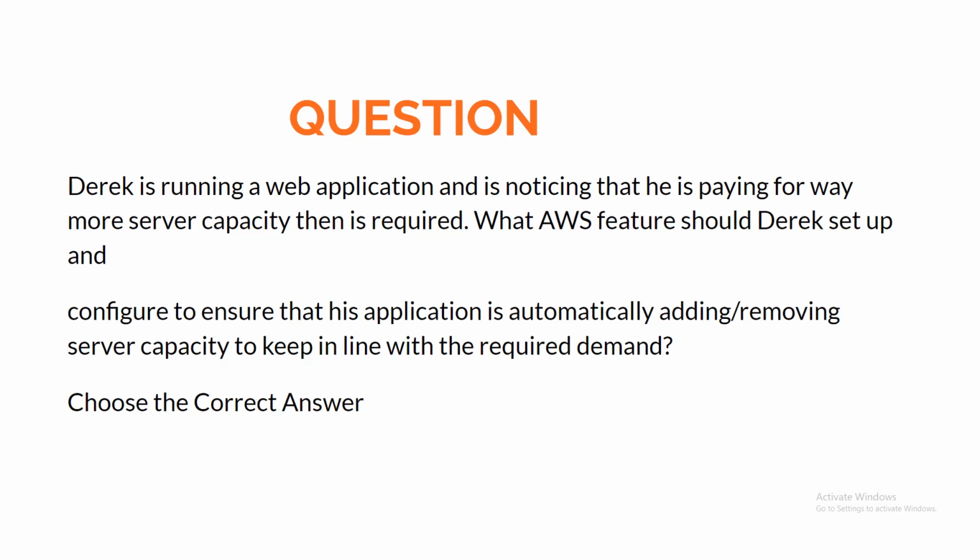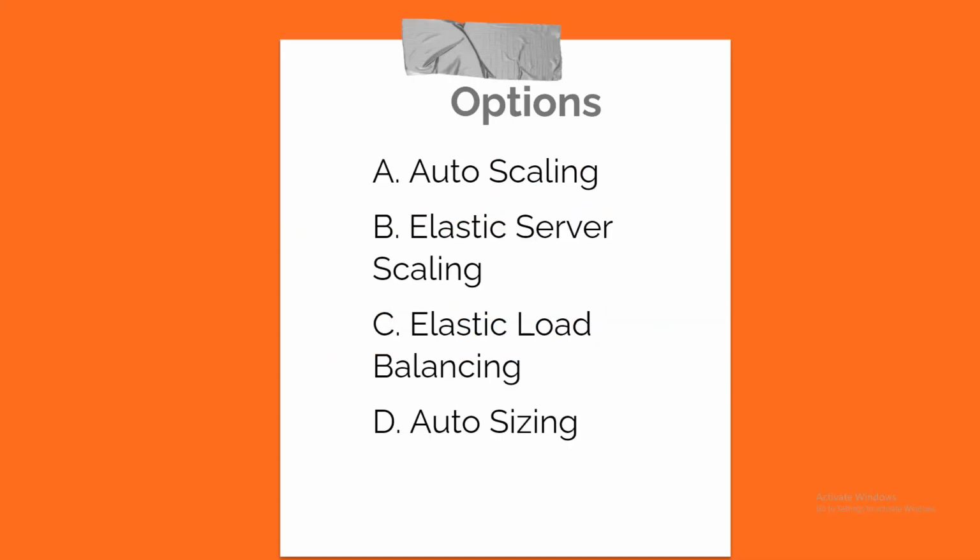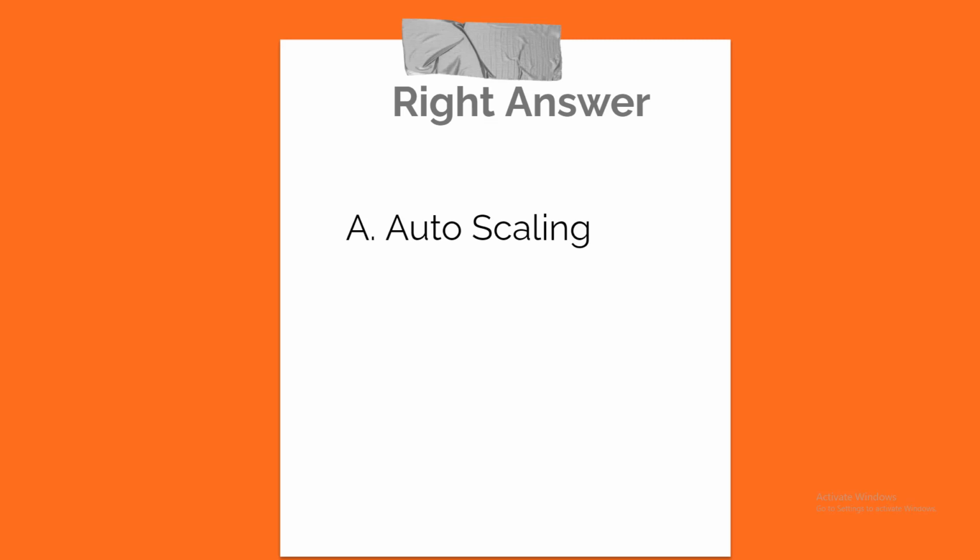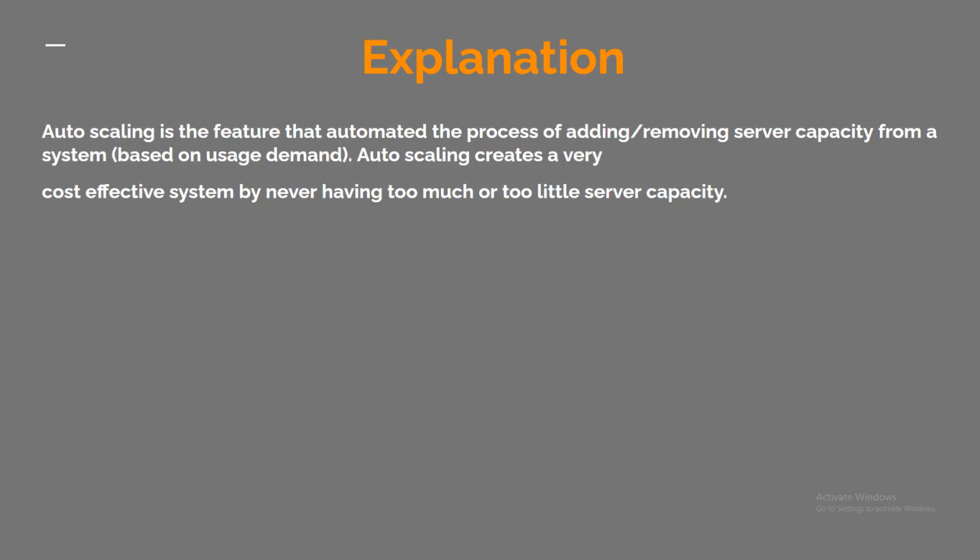Choose the correct answer. A. Auto-scaling. B. Elastic server scaling. C. Elastic load balancing. D. Auto-sizing. Answer. A. Auto-scaling. Explanation. Auto-scaling is the feature that automates the process of adding/removing server capacity from a system based on usage demand. Auto-scaling creates a very cost-effective system by never having too much or too little server capacity.